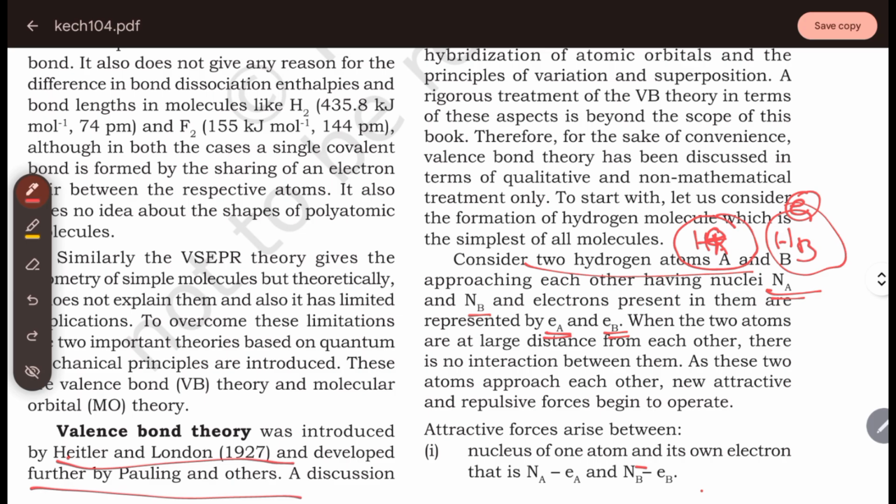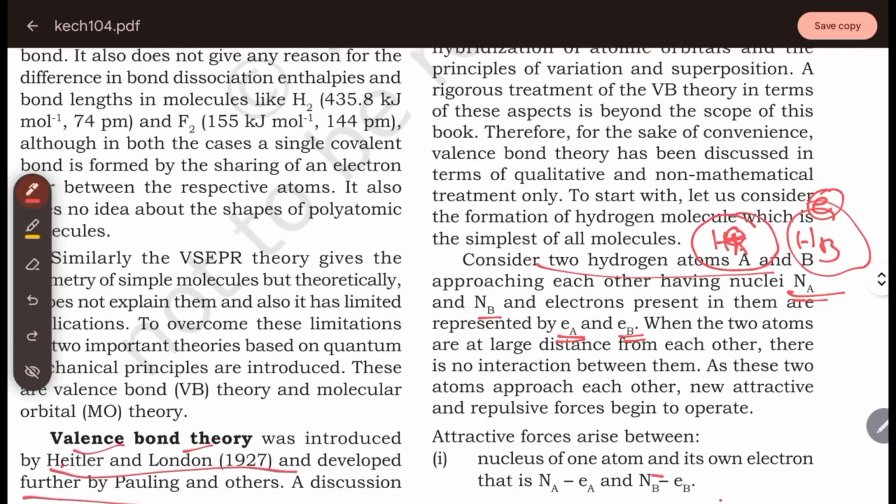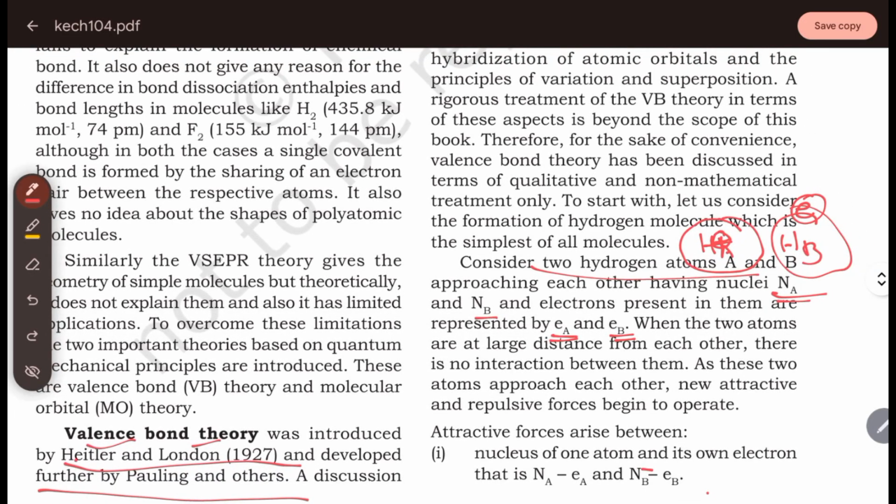Today's topic is valence bond theory. It was actually introduced by Heitler and London in the year 1927, and it was developed by Pauling and other scientists as well. This theory was also known as the orbital concept of bonding, because it was assumed that in a bonding scenario there occurs overlap of orbitals.